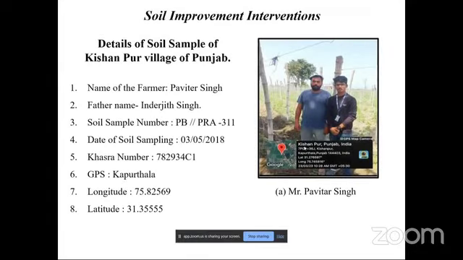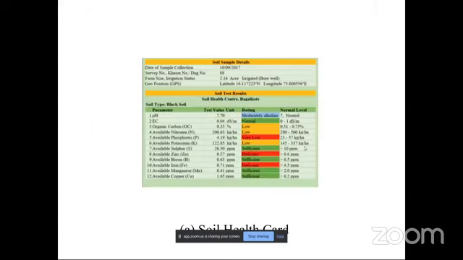So there are certain improvement interventions. Before soil testing, we gather information from the farmer in the field. Like in the photo, we can see me with the farmer in the field. His name is Pavitra Singh, and it is a locality in Punjab in Kapurthala district. With proper longitude and latitude, we will check the soil conditions.